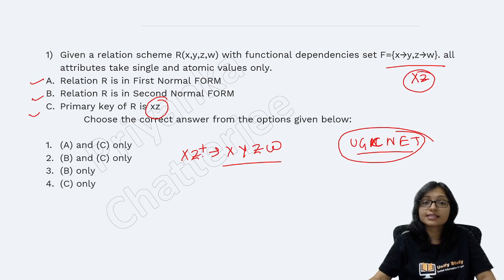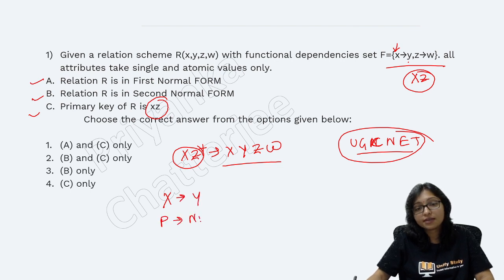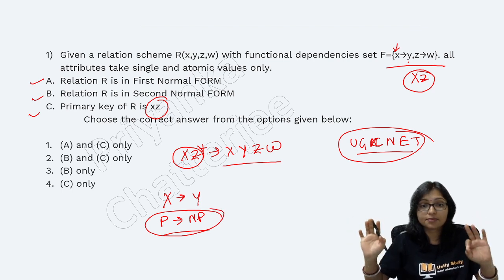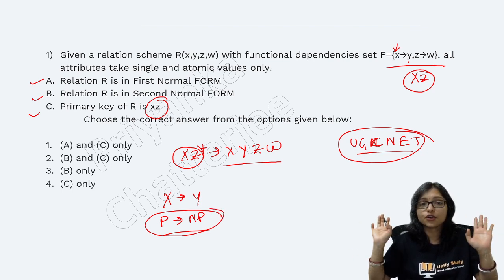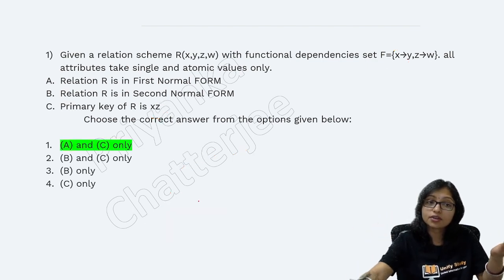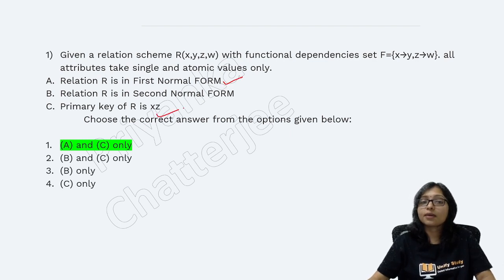See, XZ together, and X is a part of the candidate key. And Y is the non-prime attribute. When you take X implies Y, this is actually prime to non-prime, and that is not allowed. X implies Y is definitely not allowed, and that's why it is not in 2NF. It will be in 1NF, and the primary key is this one, and this one is wrong.